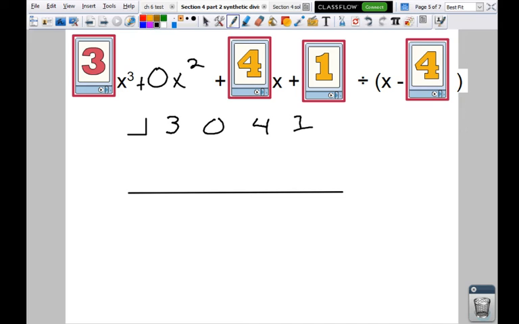12x plus, and then remainder, just put capital R.